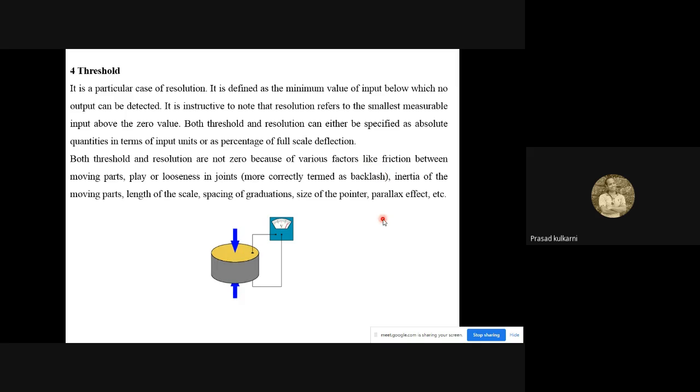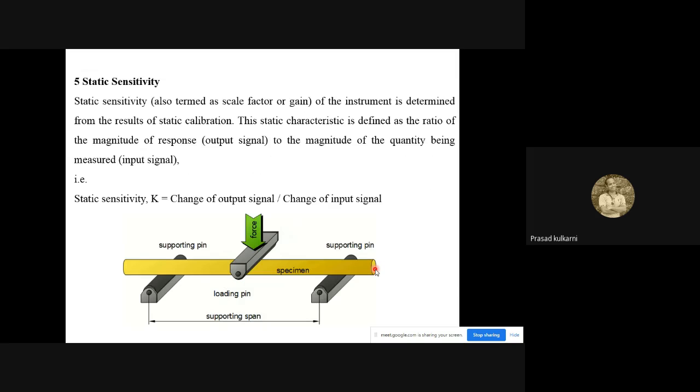The next point we will see here, static sensitivity. What is the static sensitivity? Static sensitivity of the instrument is determined from the results of static calibration. The static characteristic is defined as the ratio of magnitude of response to the magnitude of quantity being measured.